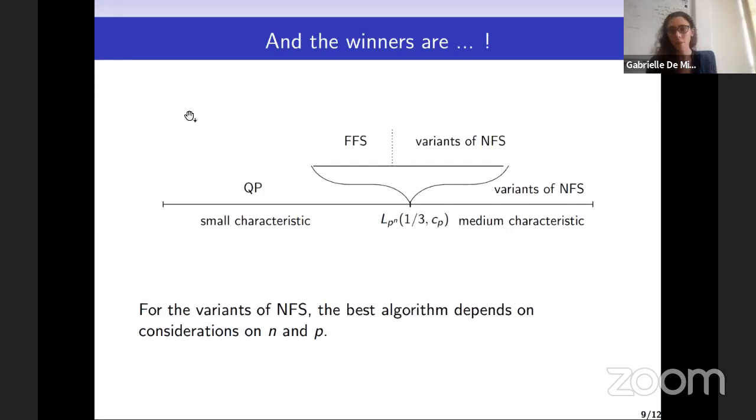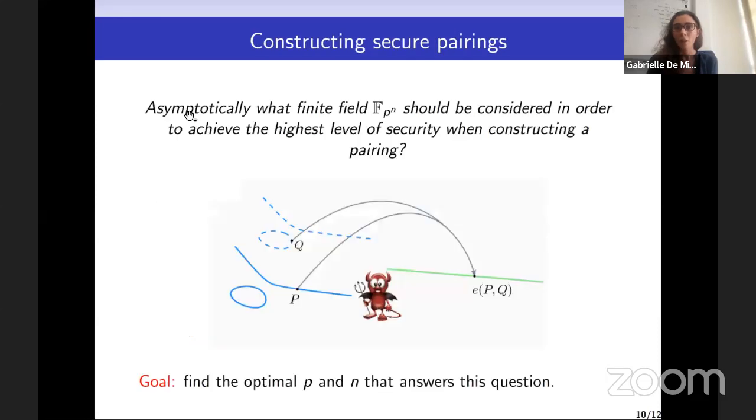And if we fall into small and medium characteristics, then these were known results. So in the end, after we've done all this analysis, we were actually aiming to answer the following question. So asymptotically, what finite field FPN should be considered if we want to achieve the highest level of security when constructing a pairing? So basically, we want to be able to say, okay, if you take this P and this N, then you're achieving the highest level of security. And we did that by equating the complexity on both sides.